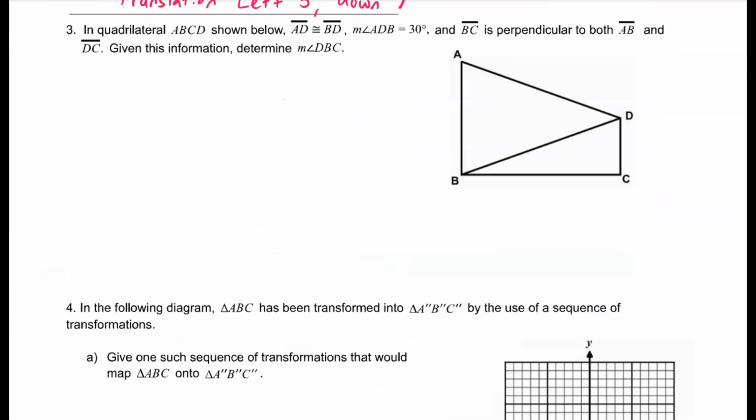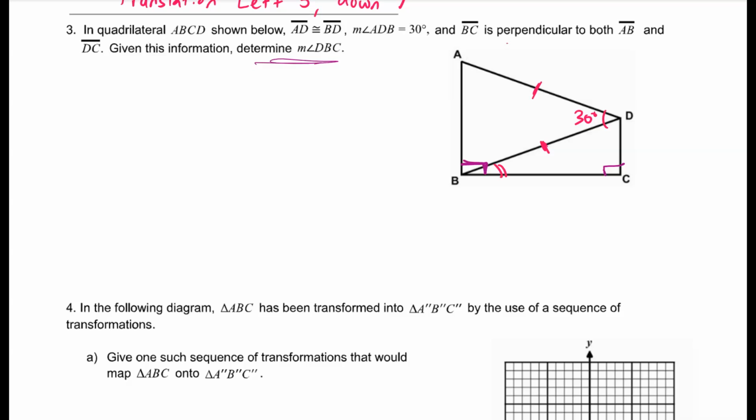For number 3, in quadrilateral ABCD shown below, AD is congruent to BD, and angle ADB, right there, is 30 degrees. BC is perpendicular to both AB and DC. So remember that perpendicular lines create right angles. So if BC is perpendicular to both of the sides it touches, that means that this is going to be a right angle right here, and this is going to be a right angle right there. I don't know if that helps me yet, but I'm going to continue reading the problem. Given this information, determine the measure of angle DBC. So that little sliver right in there.